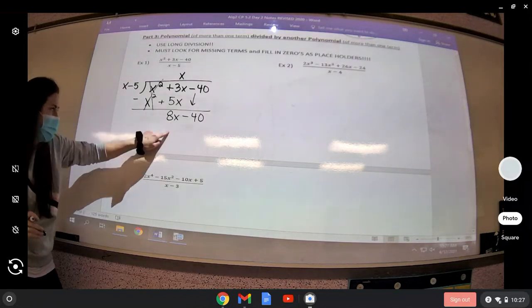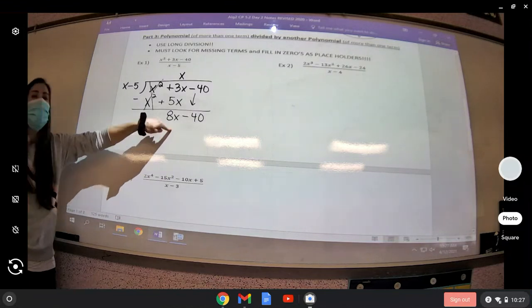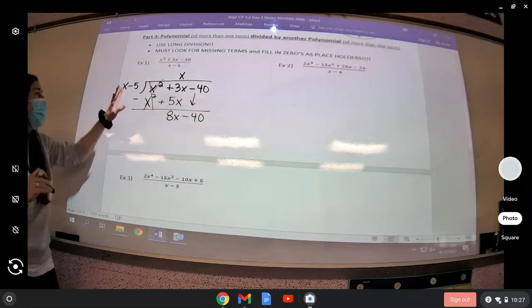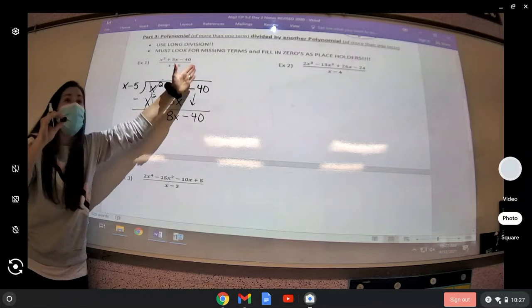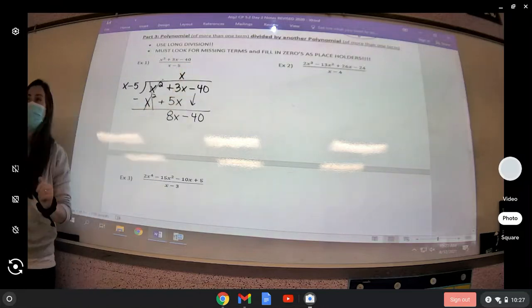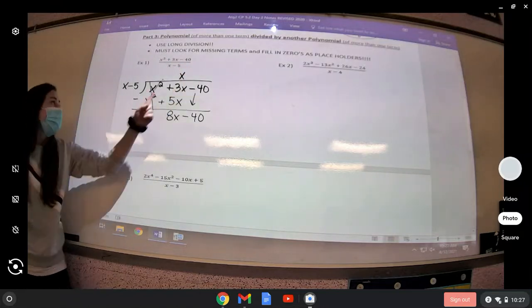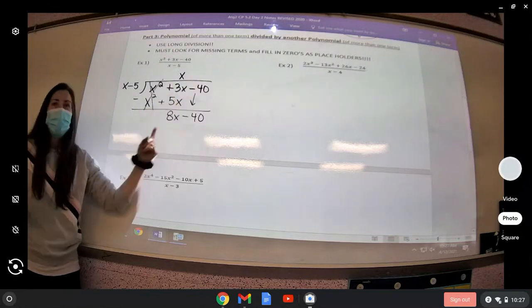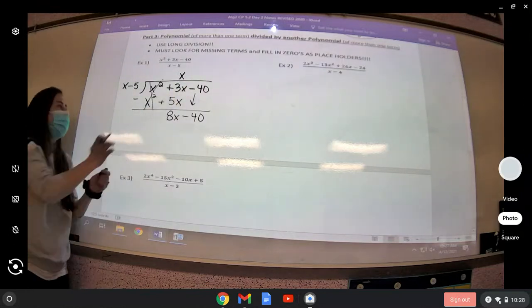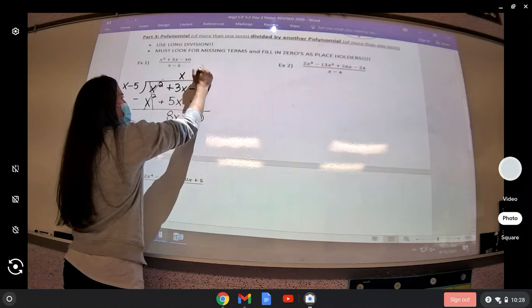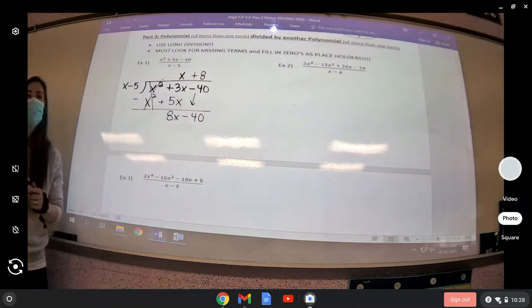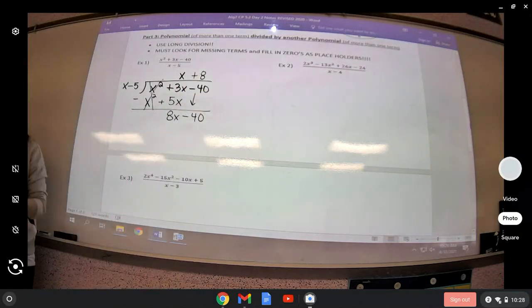But guys, we're trying to match this. We're trying to get an 8x here. So just ask yourself, x times what could you put up here that gets you an 8x? X times what gets you 8x's? An 8. So in your numbers column, give yourself an 8. All right, so that's technically the divide step.